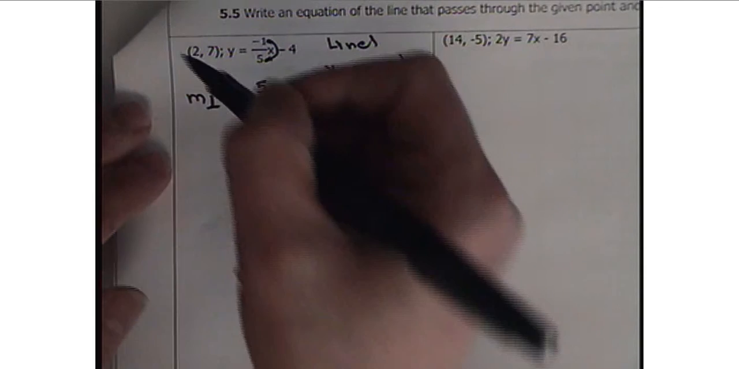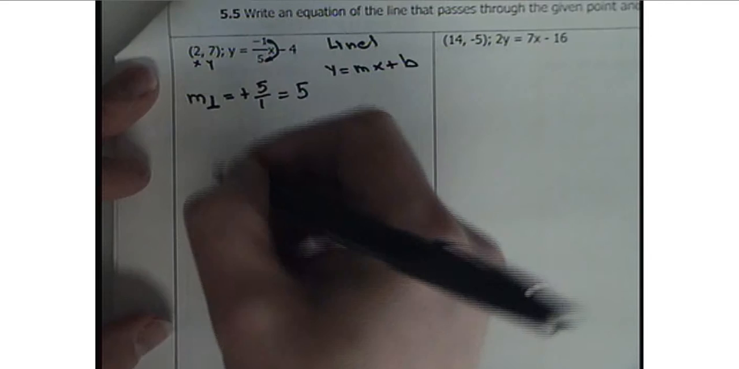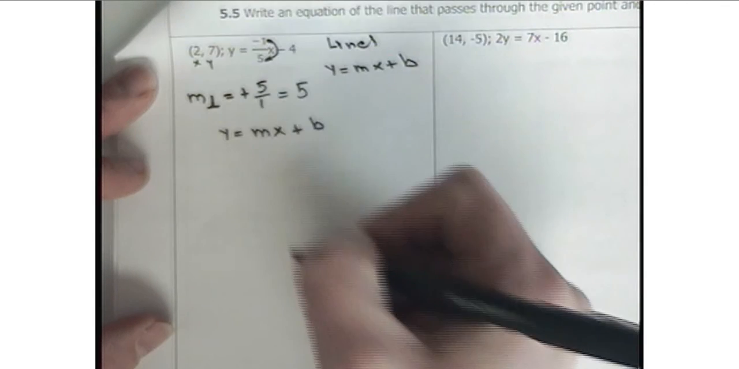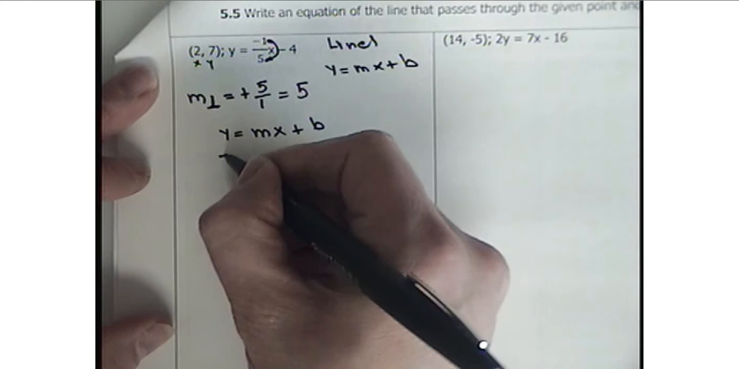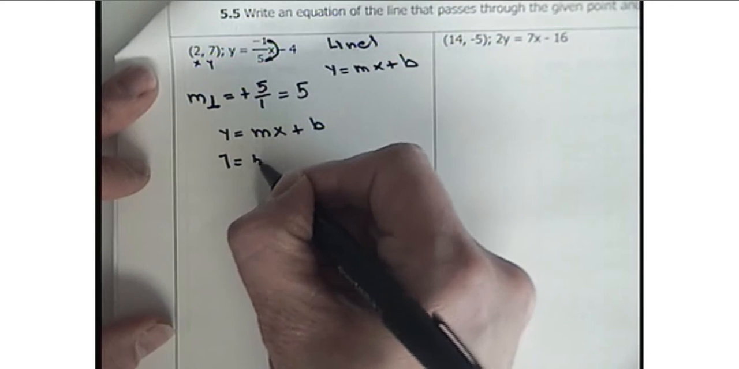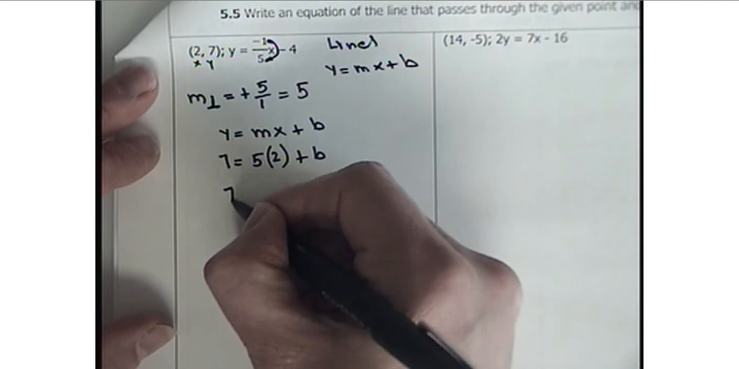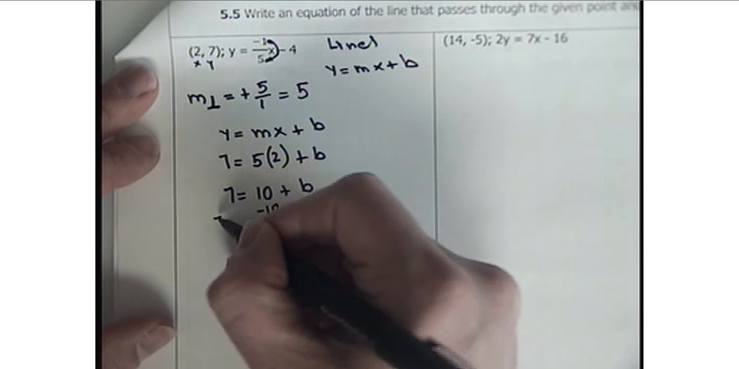And we're going to use the x and y coordinates of this point to substitute in y equals mx plus b form and calculate b first. So y from here is 7 equals, slope is 5 times x is 2 plus b. So 7 equals 10 plus b. Subtract 10 from both sides.